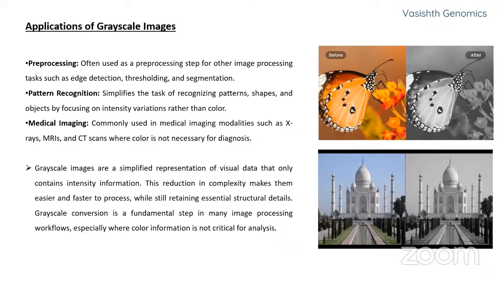So applications of grayscale images. Often used as a pre-processing step for other image processing, such as edge detection, thresholding, and segmentation. Pattern recognition: it simplifies the task of recognizing the pattern, shape, and object by focusing on the intensity variations rather than the color. And many of my students' projects, they have converted it into grayscale for their processing. Medical images are commonly converted into grayscale for the processing.